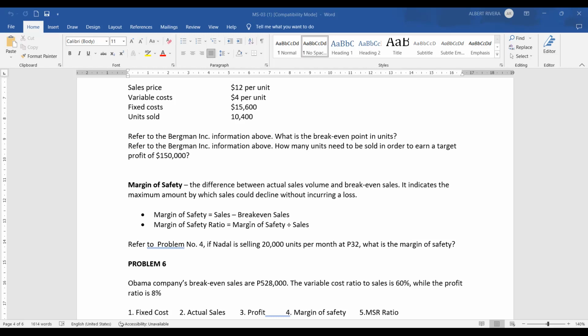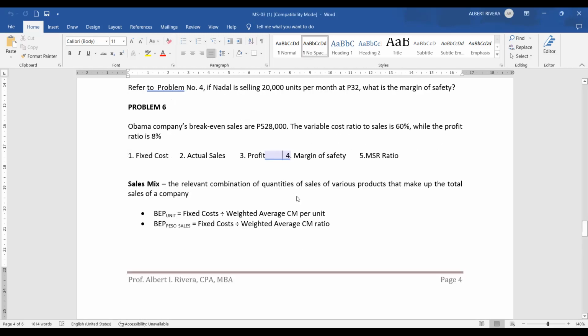Okay, let's have problem 6 here. So there are 5 requirements under this problem 6. You must determine your fixed cost, actual sales, profit, margin of safety, and the margin of safety ratio.